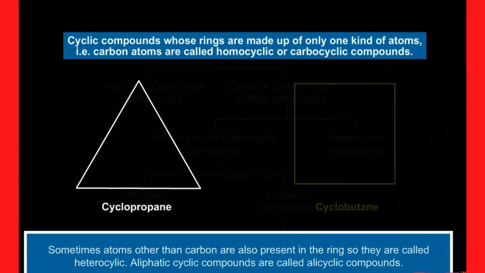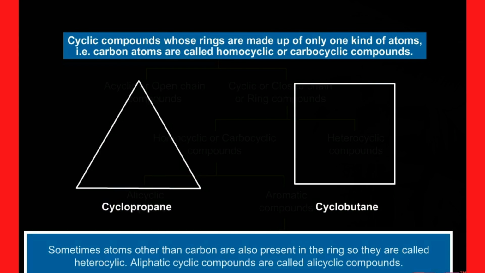Cyclic compounds whose rings are made up of only one kind of atoms, that is, carbon atoms, are called homocyclic or carbocyclic compounds. Sometimes atoms other than carbon are also present in the ring, so they are called heterocyclic. Aliphatic cyclic compounds are called alicyclic compounds. For example, cyclopropane, cyclobutane, tetrahydrofuran, etc.